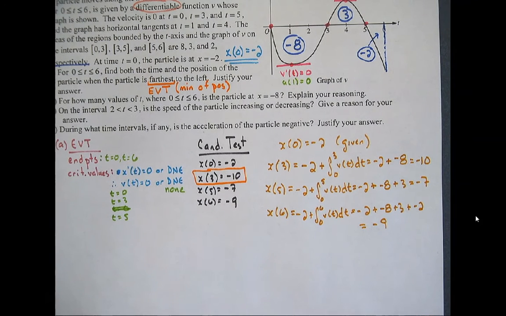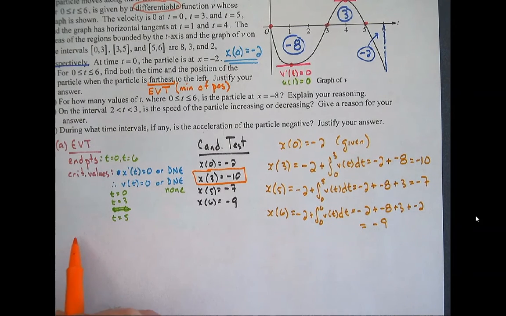There we go. Still not done, because the question was, we would need to find both the time and the position of the particle when it's furthest to the left. Our justification is all of our work here. We don't really need to do a ton of justification, but we do need to have a little bit of a write-up here at the end. I always try to say back to them what they asked me.